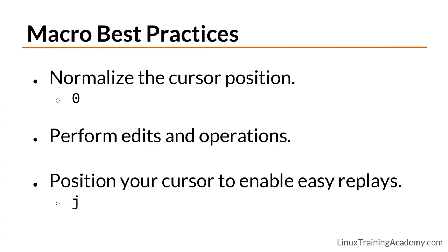One of the things I like to do is make sure the cursor starts at the same position every single time. One of the simplest ways to do this is to start your macro with 0, which moves the cursor to the very beginning of the line. After you've normalized your cursor position, you can then make your edits and execute your desired commands. When you're done, move the cursor to the next line with j, and finally stop recording with q.